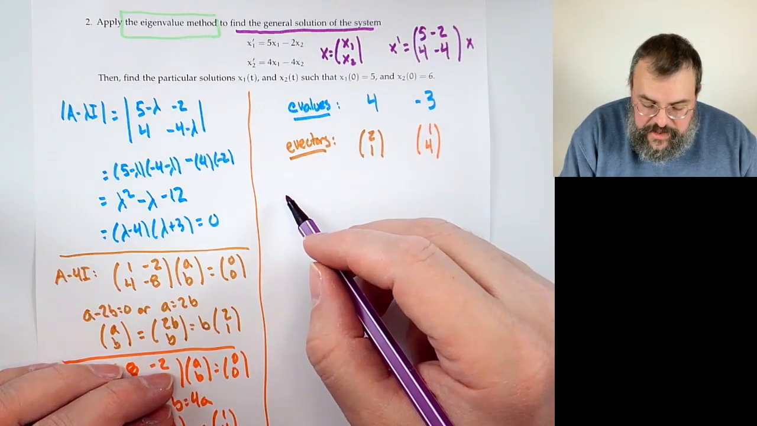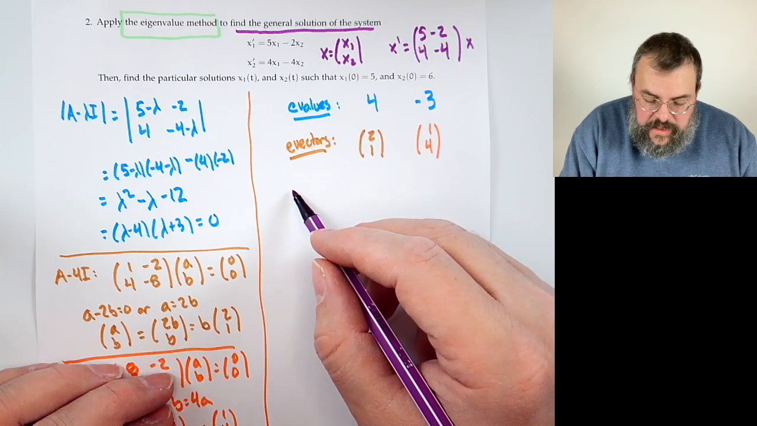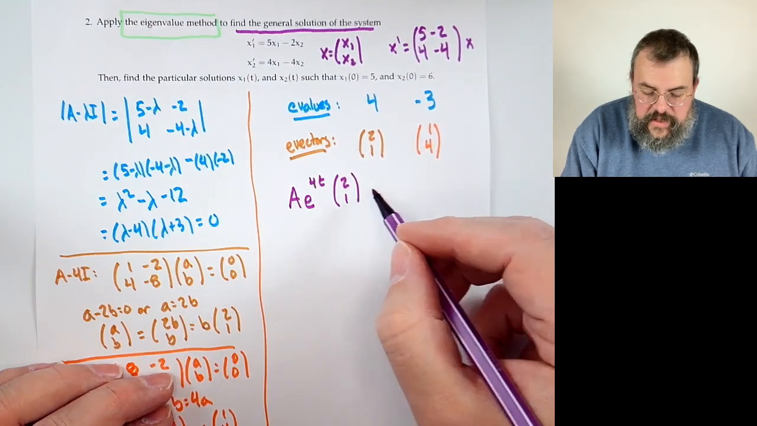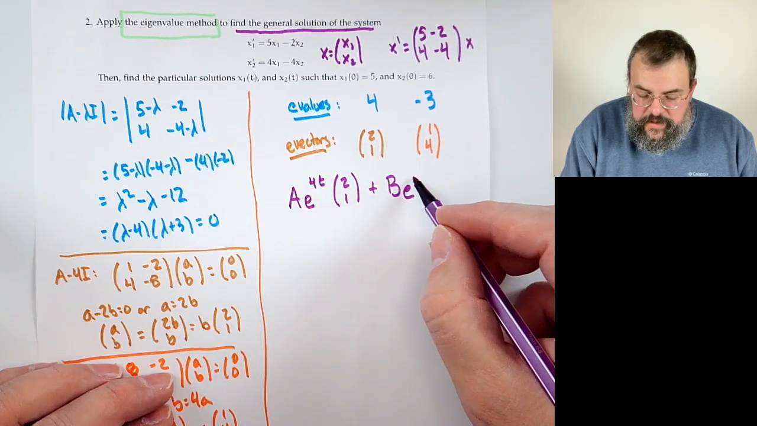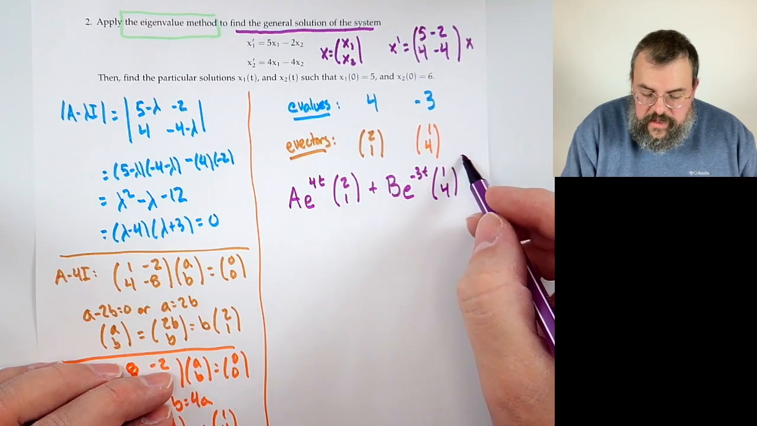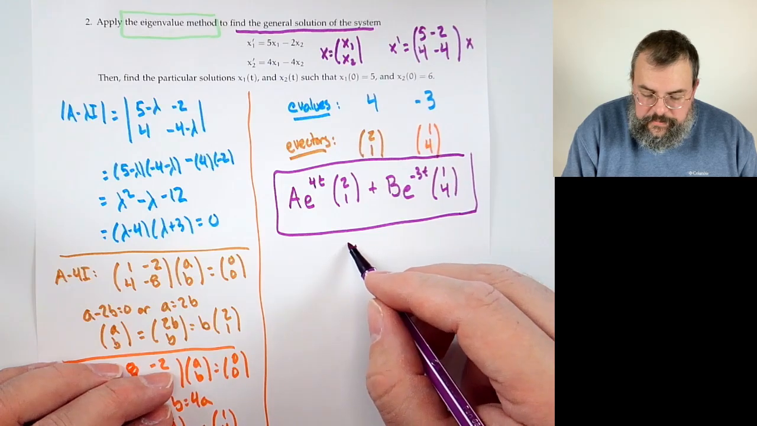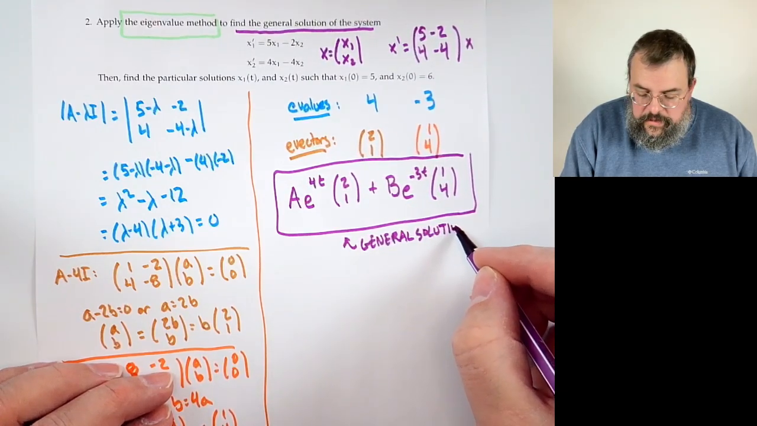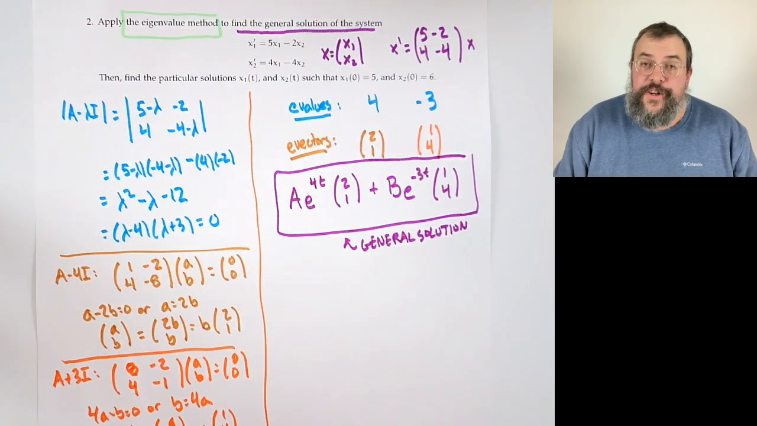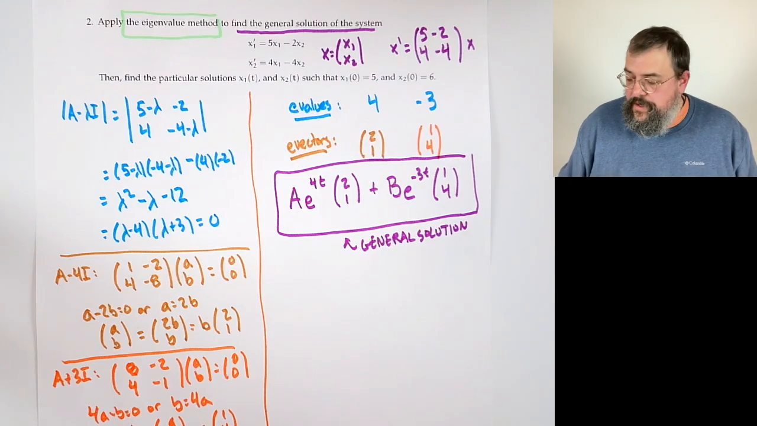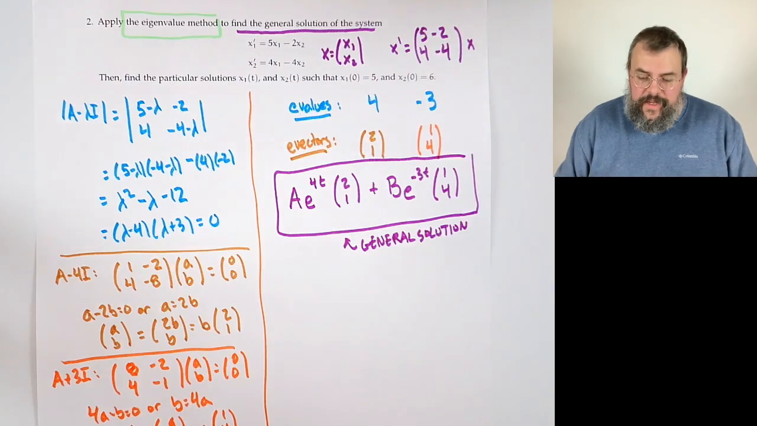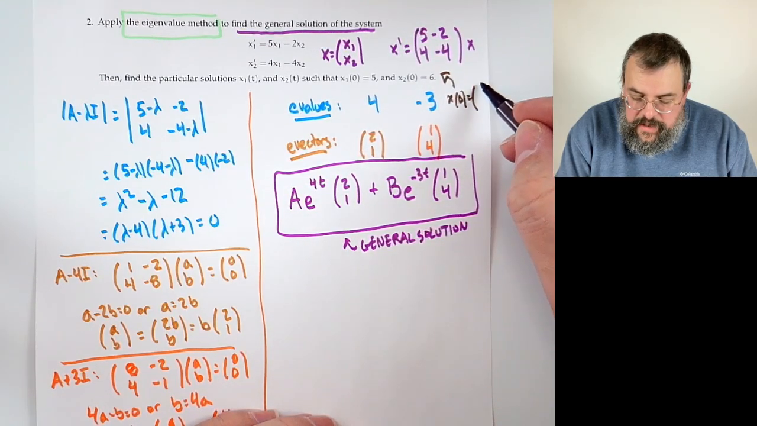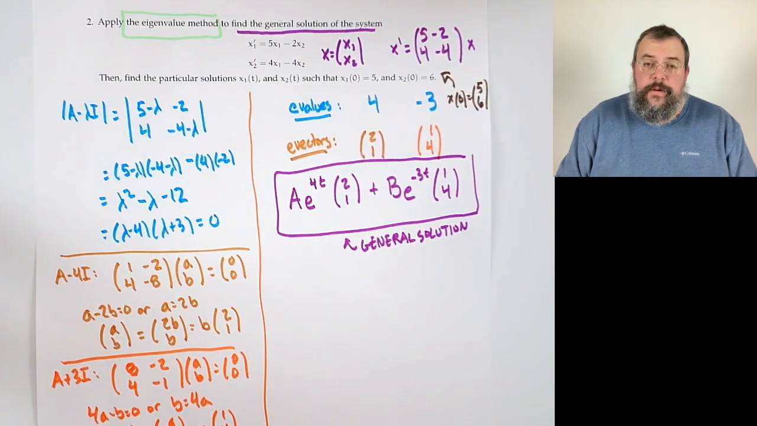So let's talk about our general solution. It would look like some constant, I'll choose a as our constant, e to the eigenvalue t times our eigenvector, plus some other constant, e to the eigenvalue t times the other eigenvector. So there is our general form to the system. Now, what are we after? Remember, there's another part: find the particular solutions x1 and x2 such that x1 of 0 equals 5 and x2 of 0 equals 6. We could rephrase this as saying we want x of 0 to be (5, 6).